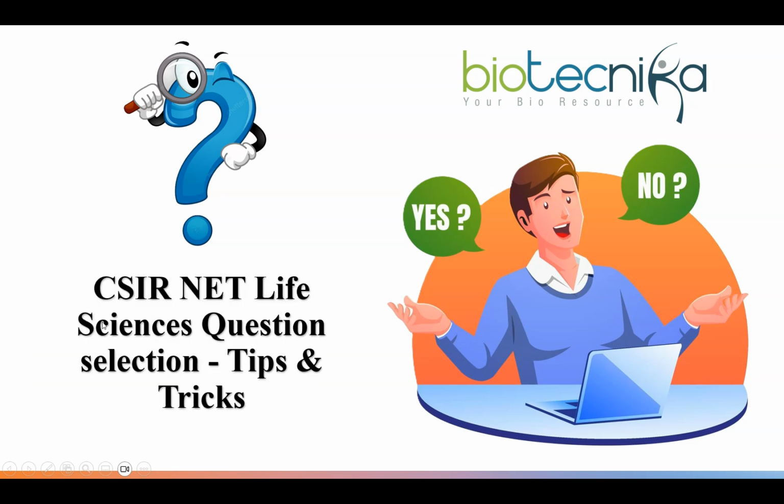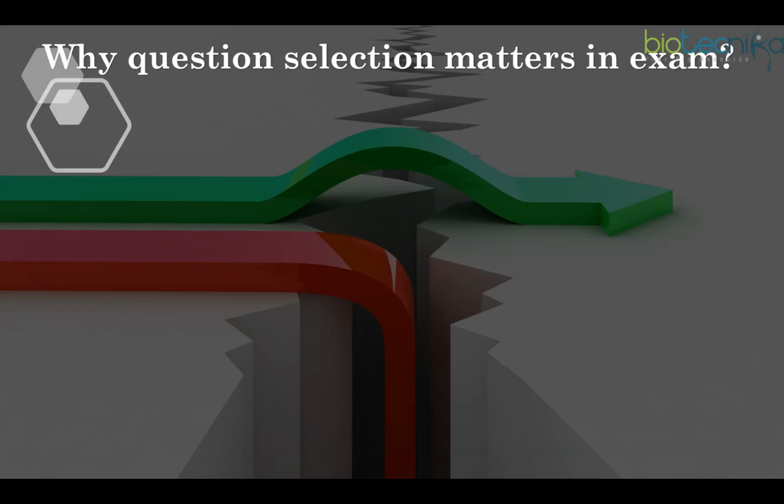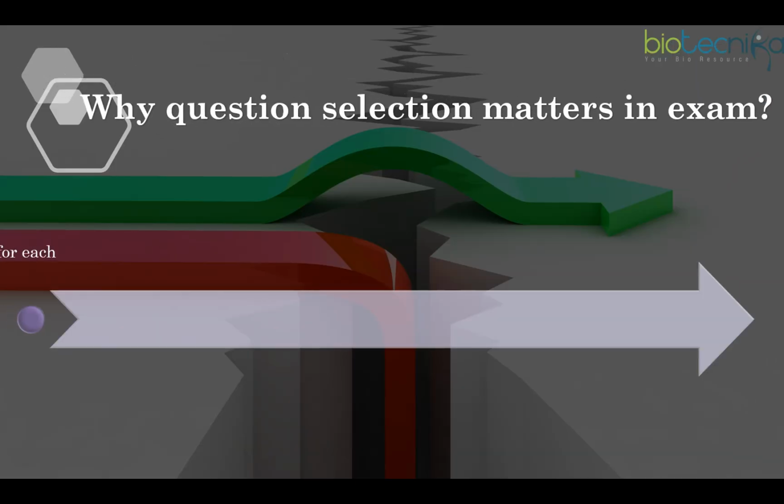CSIR NET Life Sciences. This exam is just around the corner and I believe all attendees are in the full-fledged phase of their preparation. But still, you might need a few tips and tricks for how to select questions during the exam. You might think, how does it even matter? Why does question selection matter in the exam?